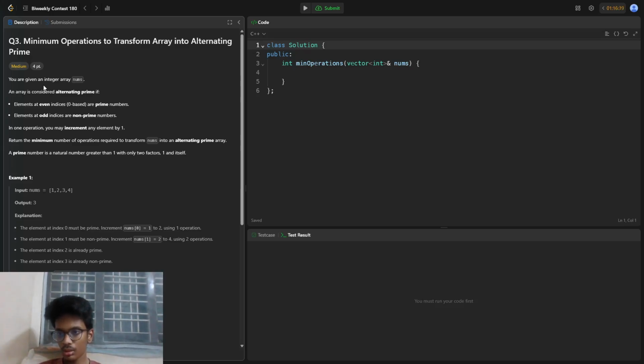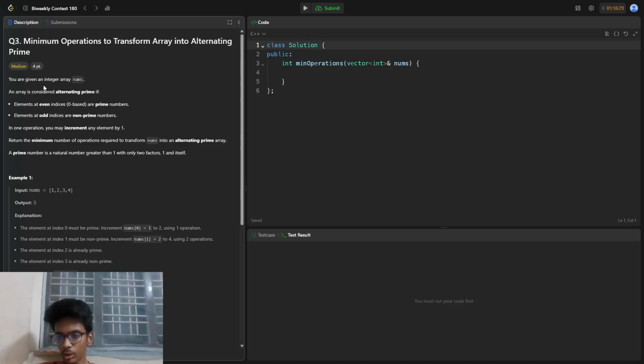nums is considered an alternating prime array if elements at even indices are prime numbers and elements at odd indices are non-prime numbers. In one operation, you may increment an element by 1. Return the minimum number of operations to transform nums into an alternating prime array.